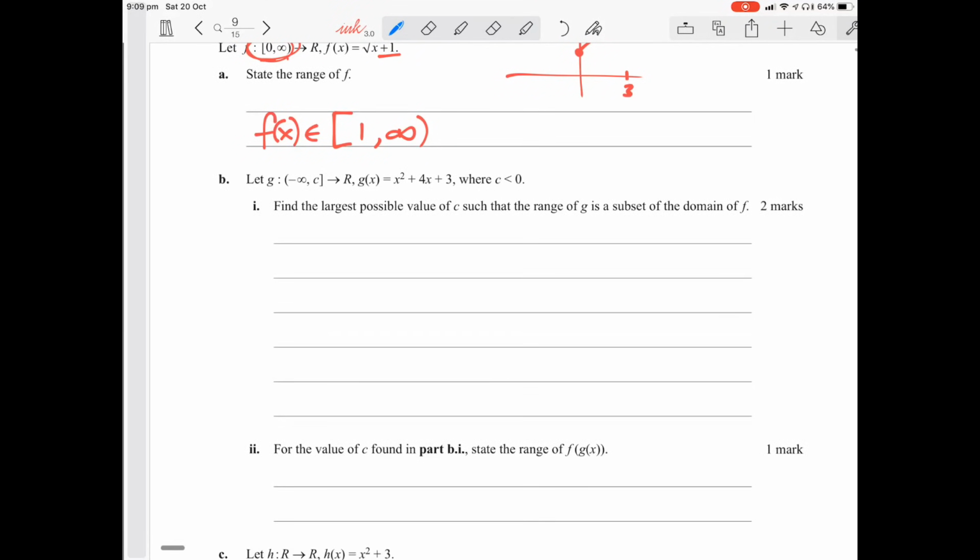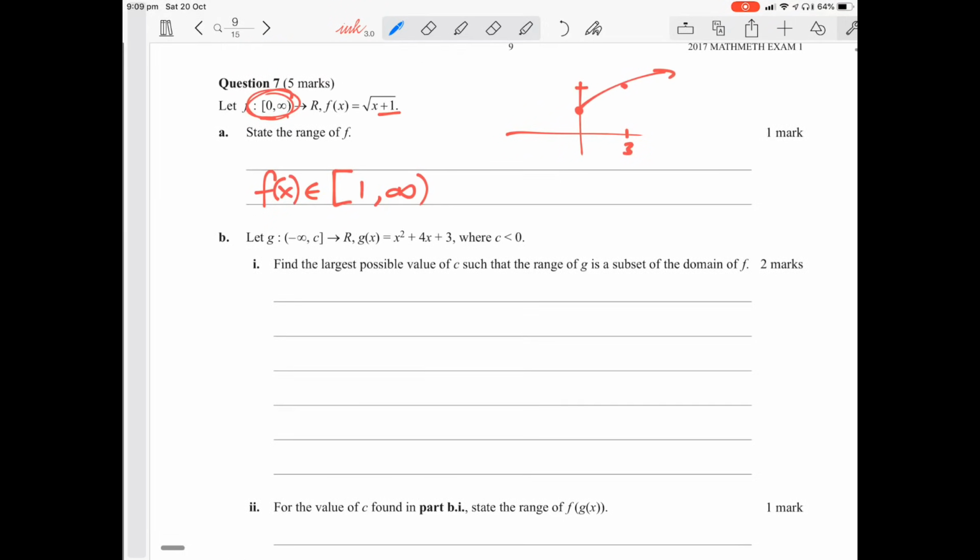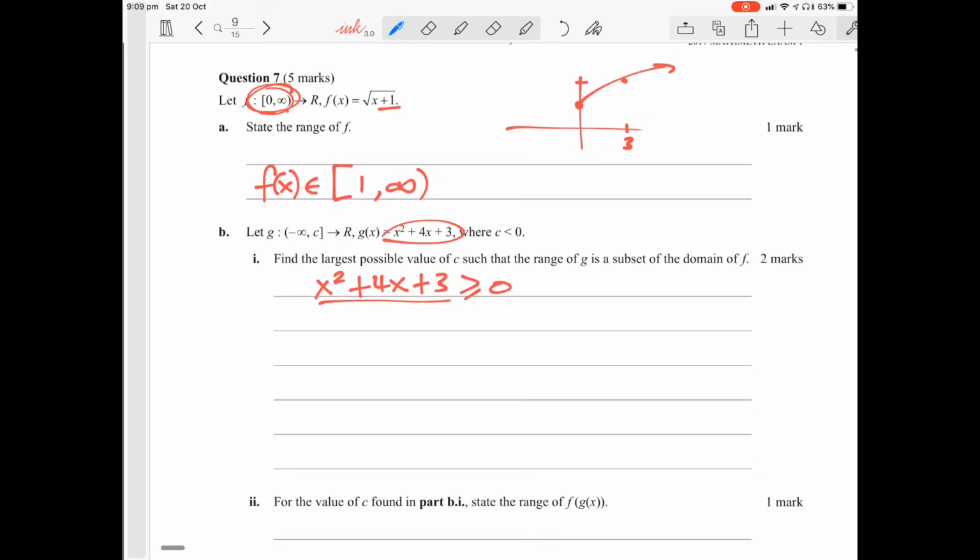State the largest possible value of c such that the range of g is a subset of the domain of f. Okay, the domain of f is from 0 to infinity. So x squared plus 4x plus 3 has to be greater than or equal to 0, because the range of that graph is that, x squared plus 4x plus 3, and it's got to be greater than 0. It's also got to be between negative infinity and c. So if we factorize this, we get x plus 3, x plus 1 is greater than or equal to 0. If we sketch that, we get negative 1, negative 3.